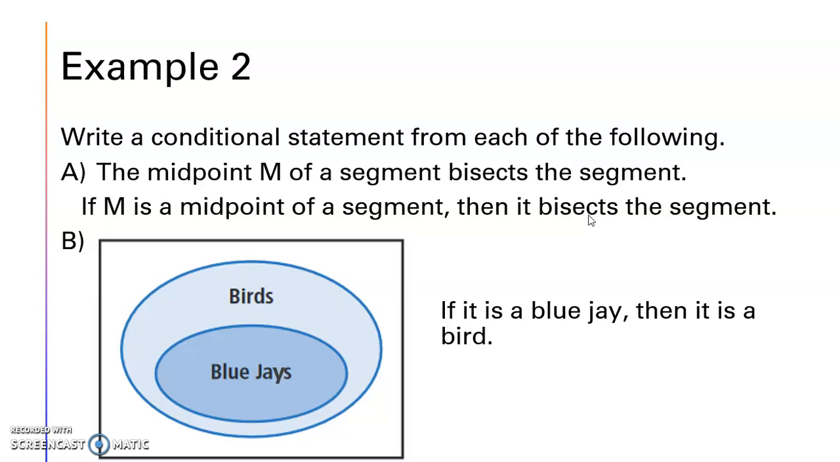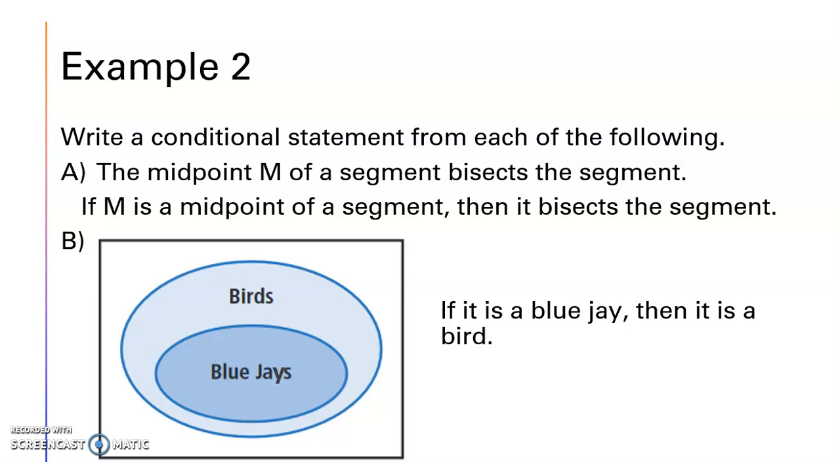In part B, remember this inside circle is going to be the hypothesis. The outside circle is going to be the conclusion. So I wrote, if it's a blue jay, then it's a bird. Notice I added the "it is a" because that made it sound more like English. Because if you just write if blue jay, then bird, your English teachers would not be happy with us. So try and make it sound like something that would make sense in English. Don't forget those verbs, kind of important. And again, if you have questions about how to do that, just let me know.